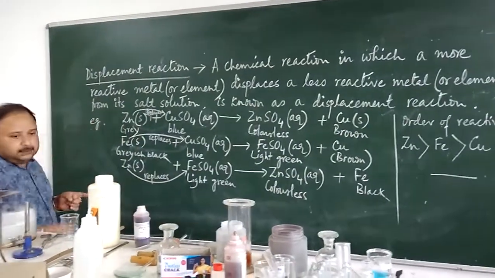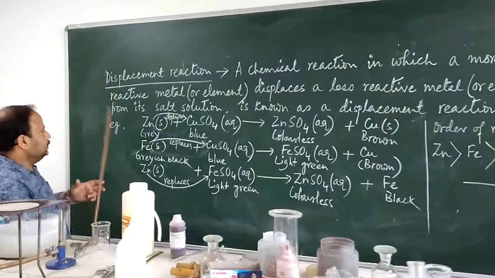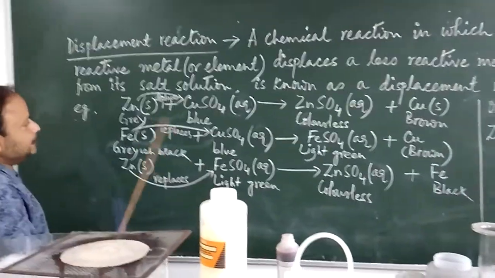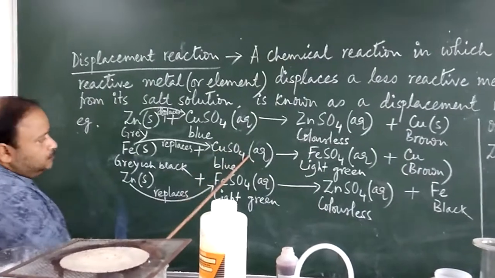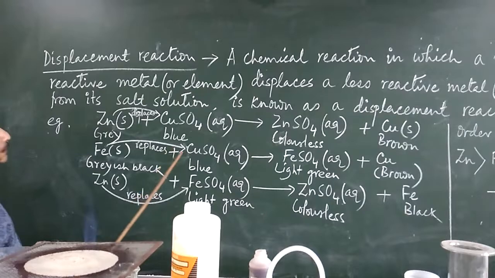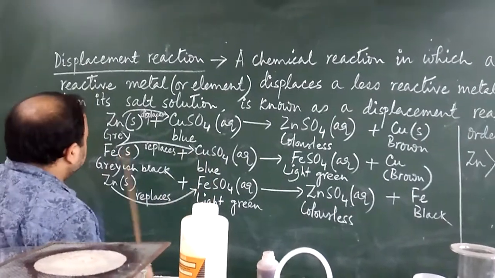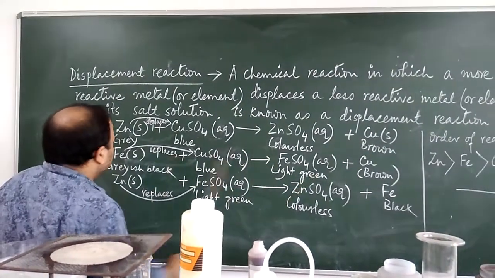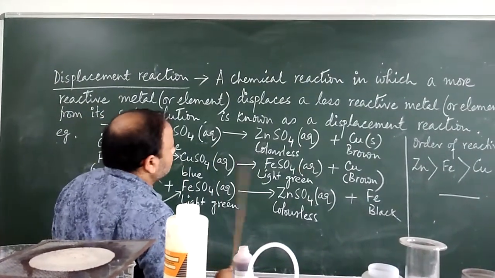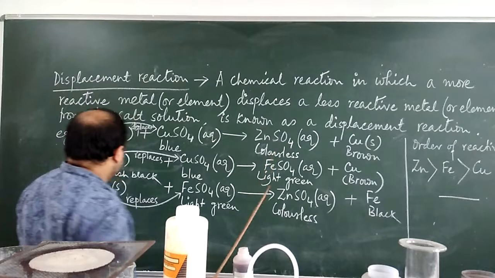In the second reaction, iron being a more reactive metal than copper, iron replaces copper from copper sulfate solution which was blue in color, and therefore iron, when it replaces copper from copper sulfate, it forms ferrous sulfate and the copper comes out of the compound copper sulfate as brown copper.